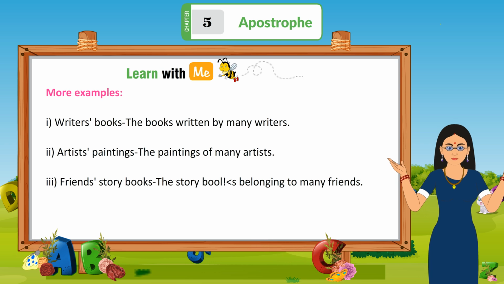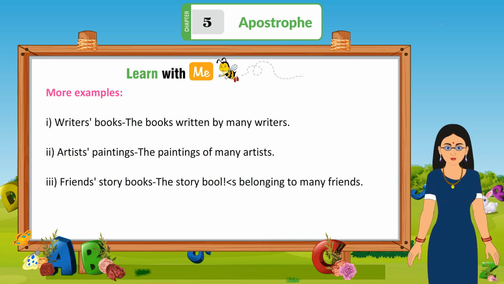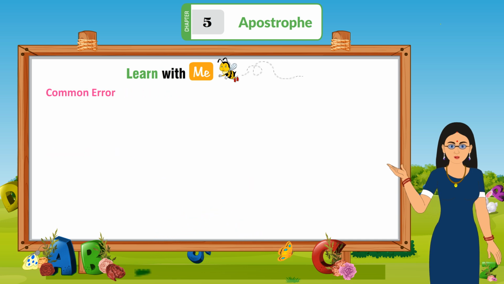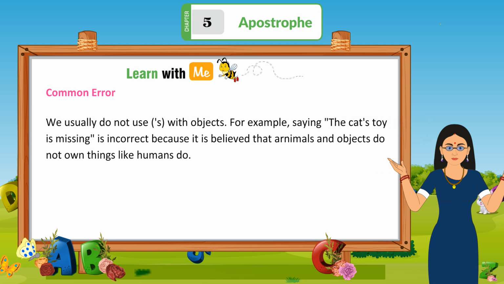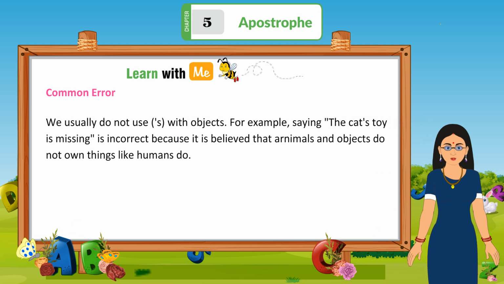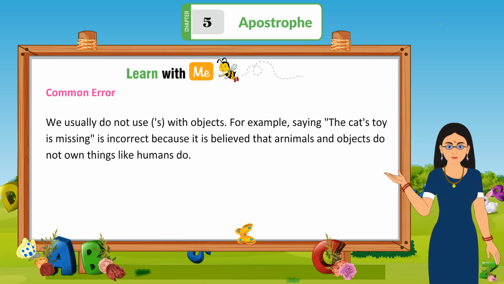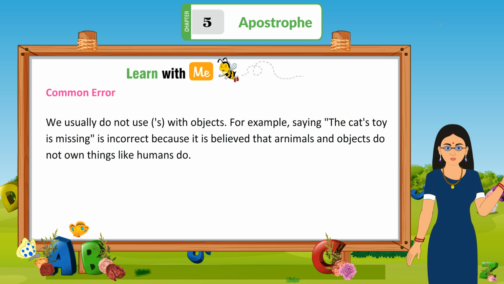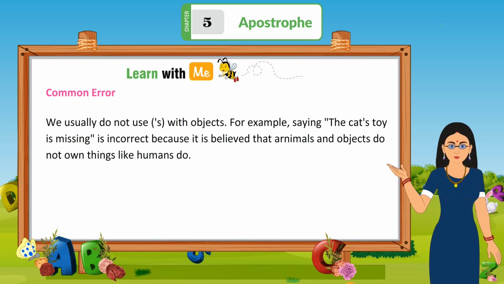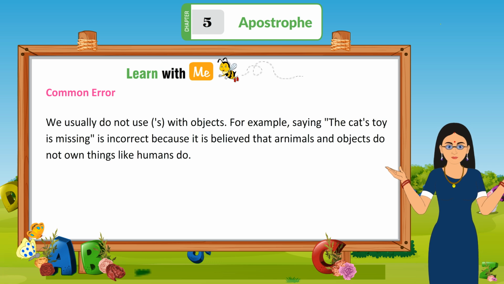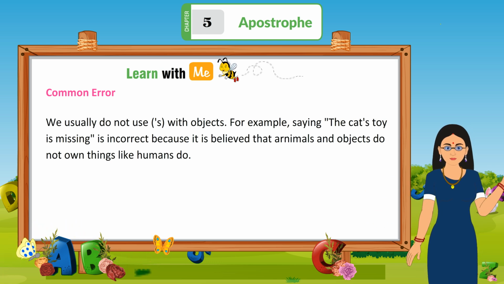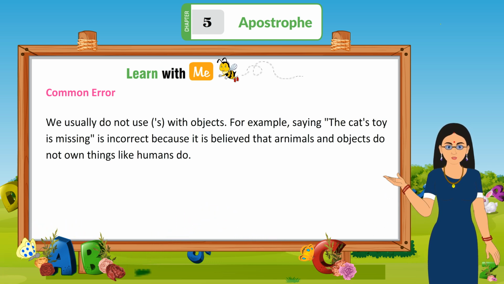3. Friends' story books. The story books belong to many friends. Common error. We usually do not use an apostrophe with objects. For example, saying the cat's toy is missing is incorrect because it is believed that animals and objects do not own things like humans do.